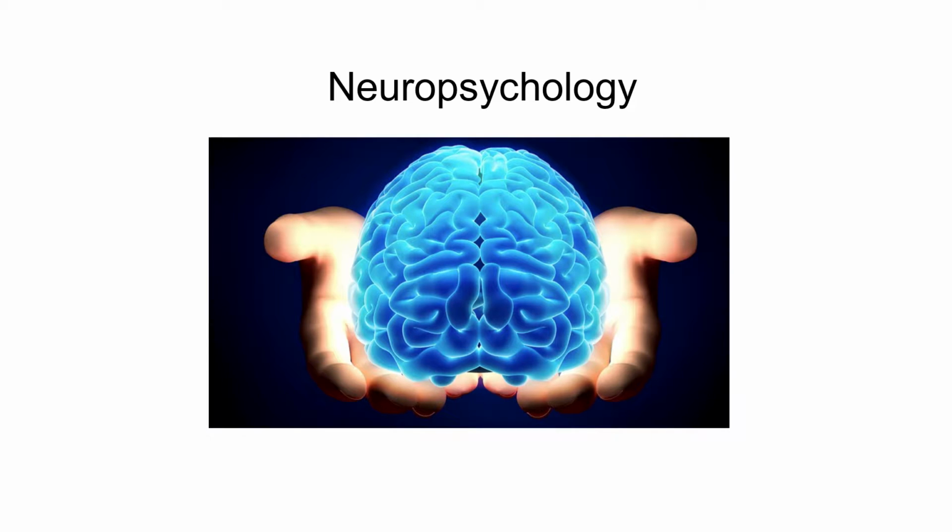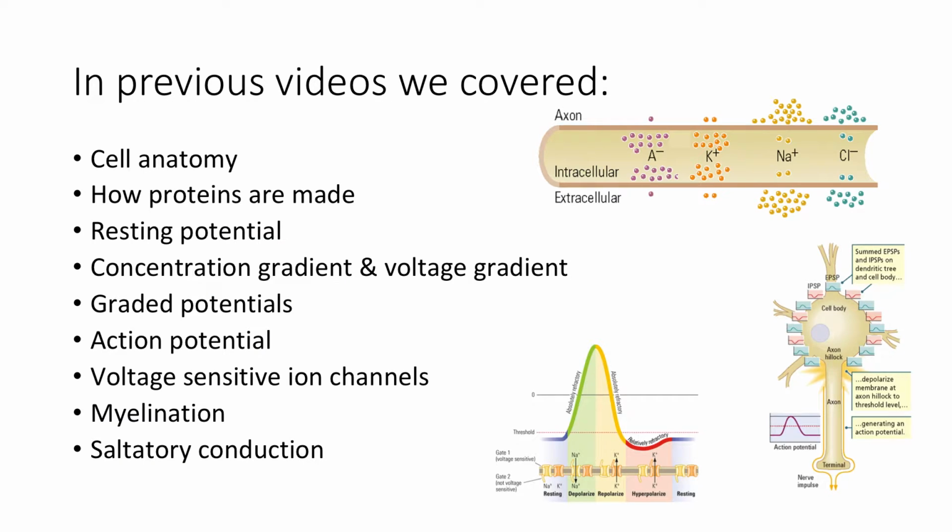So we have covered a lot in the previous videos and today we're going to start covering chapter 5 of the book Fundamentals of Human Neuropsychology by Kolb and Whishaw.